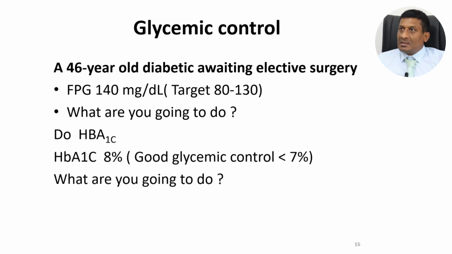The patient is awaiting an elective surgery, so you have to check his long-term glycemic control with the HbA1c. You have done it and your value is 8%. As I mentioned, good glycemic control is below 7%, so he is just above that. What are you going to do? I will give you a few seconds to think.